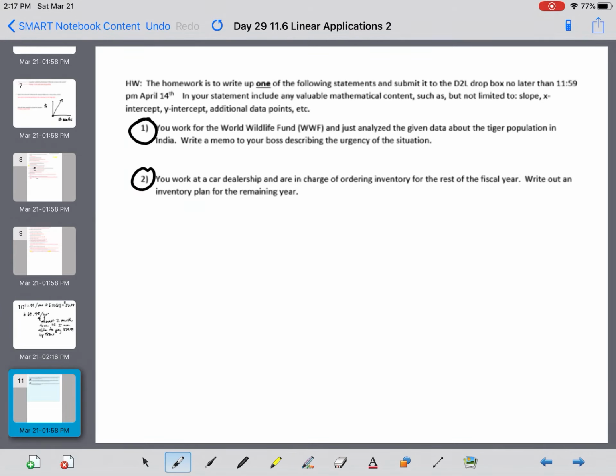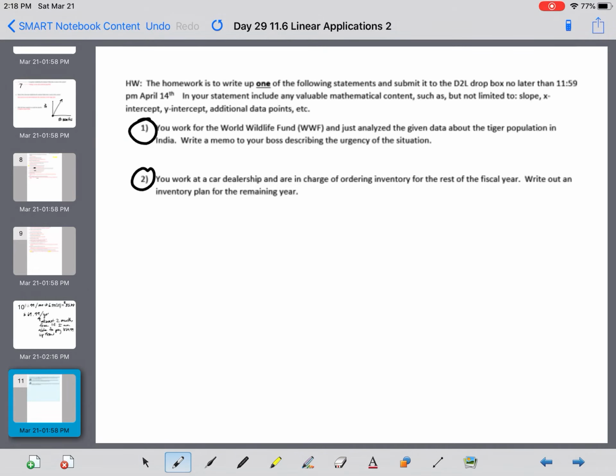So if you're interested in the tiger population one, your scenario is you work for the World Wildlife Fund and you've been analyzing this graph, and you need to write a memo describing the urgency of this situation to your boss. So things you want to include in there would be like, what is that slope and what does it mean? What is the y-intercept? What does it mean? What is the x-intercept? What does it mean? And any additional data points that you'd want to include in there to help you make your case for the urgency of the tiger situation.